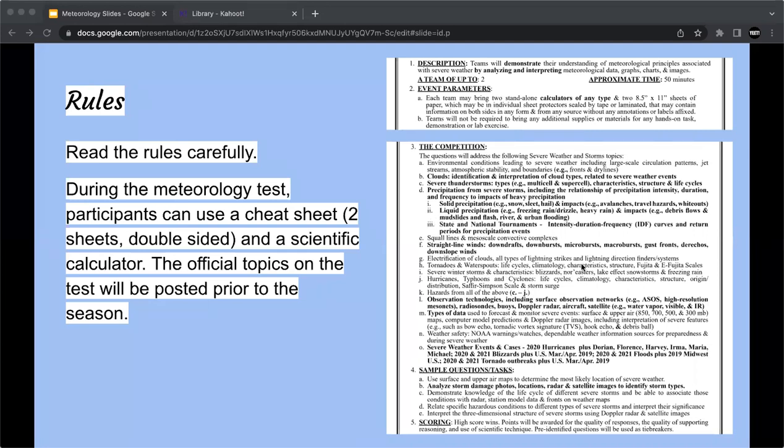This is for the 2020 season, I think, during the pandemic. You can see all these topics are related to severe weather, because that was the topic in that year. So you can maybe take a screenshot if you want to look at the rules, or I'm sure you can find it online somewhere.